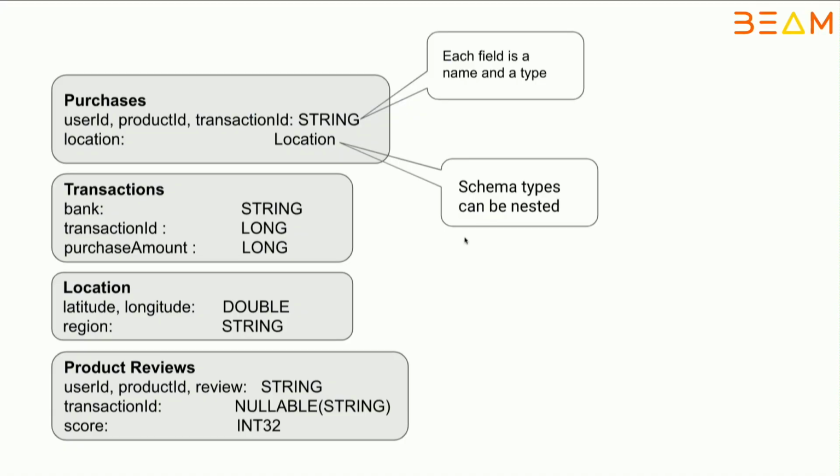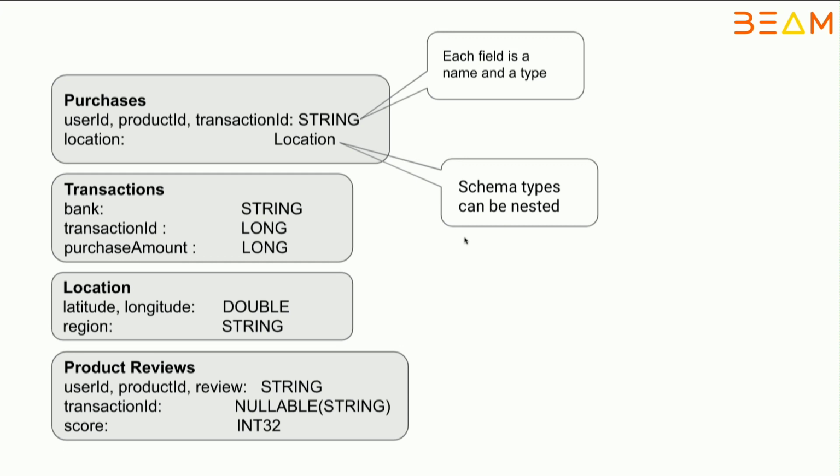In this example, we have several streams of data. One is purchases. A purchase has a user ID, a product ID, a transaction ID, which are all strings, and a location. A location is a nested schema, so schemas can be nested. It has a latitude, longitude, and a region. We have a stream of transactions, where a transaction is essentially a credit card transaction, and a stream of product reviews.